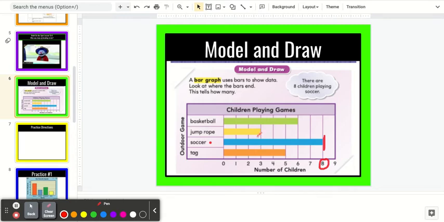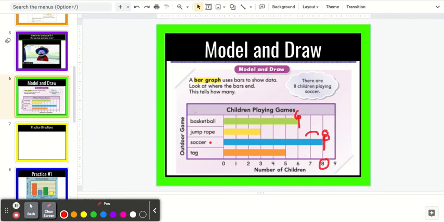Now, if you wanted to see how many more students chose soccer than, say, basketball, you would look right here, go to basketball, go to the end of the line, and you could see that that one is 6, and soccer was 8. So 2 more students voted for soccer than basketball. So soccer won by 2. You can think of it that way. Okay, so those are the parts of a graph and how to read one.